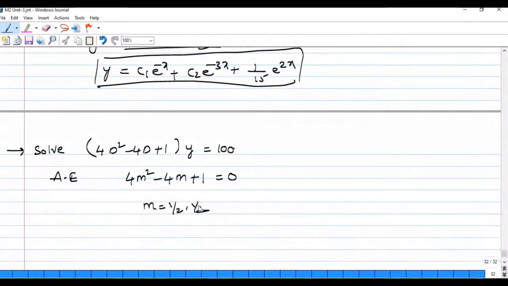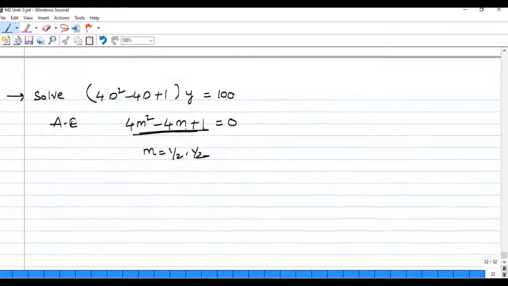What is the complementary function? All of you can find the roots of this equation. How will you find the roots? Tell me. Do you know how to find? 2m minus 1 whole square. This you can write as 2m minus 1 whole square. That is 2m minus 1 equal to 0. You will get m equal to 1 by 2 comma 1 by 2.